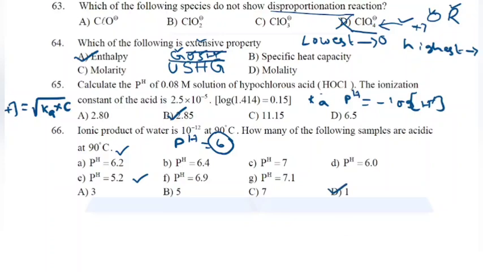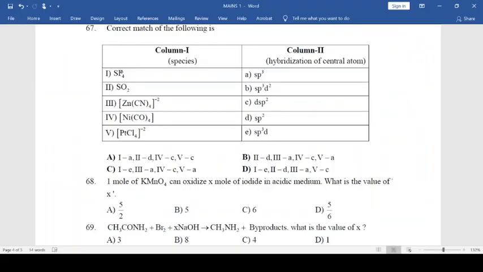Let's move to the next one. For SF4, suppose we consider SF4, how to predict the hybridization? We have the half VLCA rule, right? What is that? Half V plus M minus C plus A. This is the half VLCA rule. Half into V means valency.